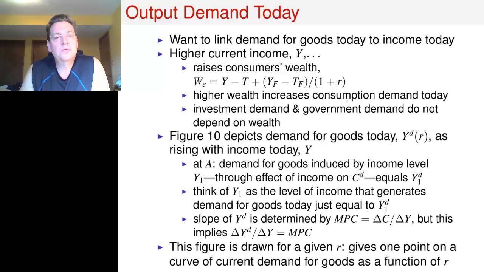So what we want to do is try to link the demand for goods today to income today. Well, higher current income is going to raise consumers' wealth. Higher wealth is going to increase consumption demand today for any given interest rate. On the other hand, the firm's demand for investment and the government's demand for goods do not depend on wealth. And so therefore, variations in income today will affect consumption demand today, but will not affect investment or government demand.